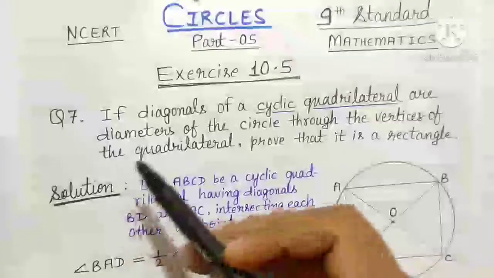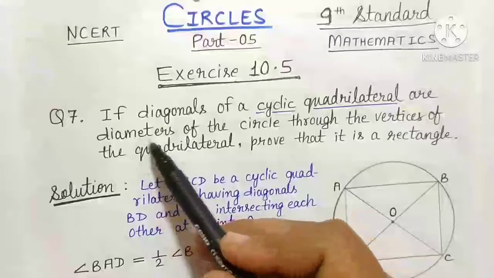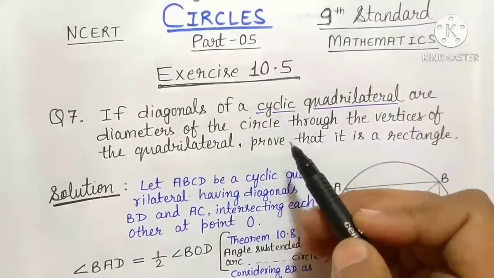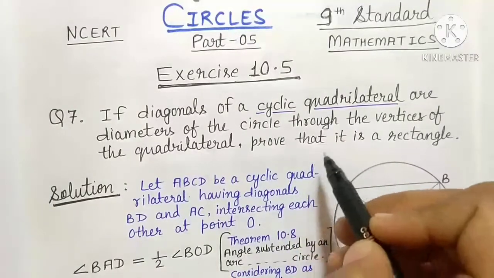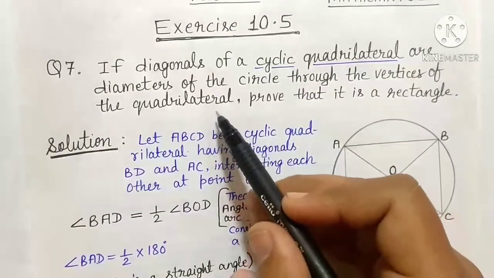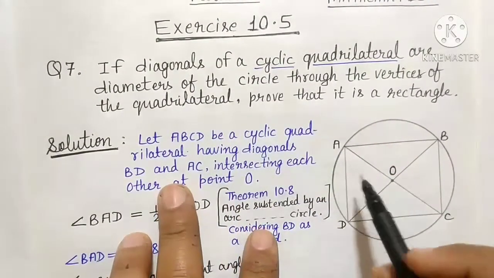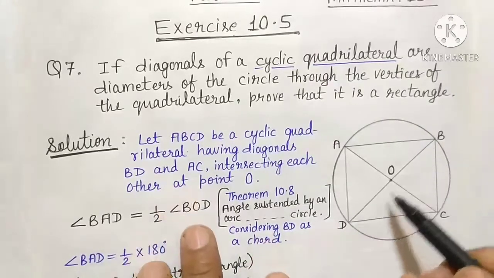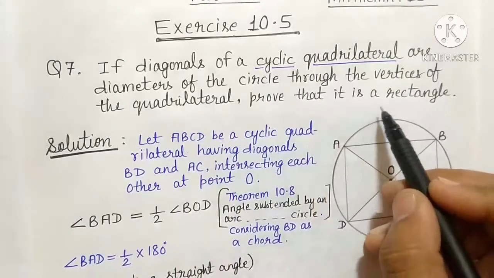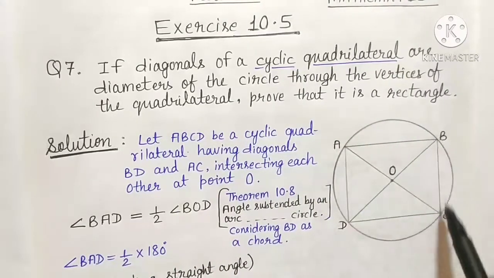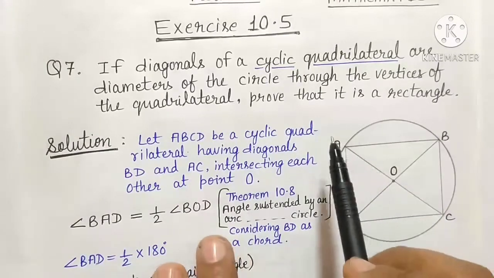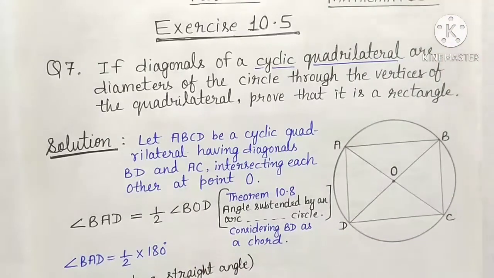Question number 7 of exercise 10.5 says that if the diagonals of a cyclic quadrilateral, a quadrilateral where all the vertices lie on the circle, are diameters of the circle through the vertices of the quadrilateral, prove that it is a rectangle. We have to prove that this ABCD is a rectangle. This figure is not given in the question, but we have drawn it ourselves.